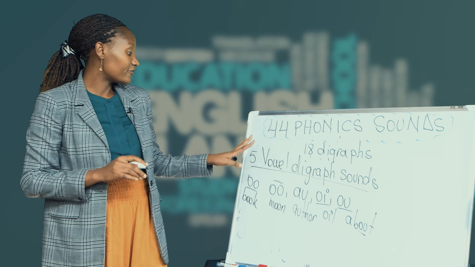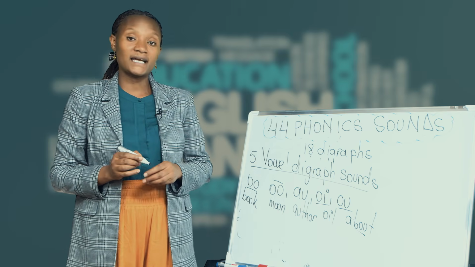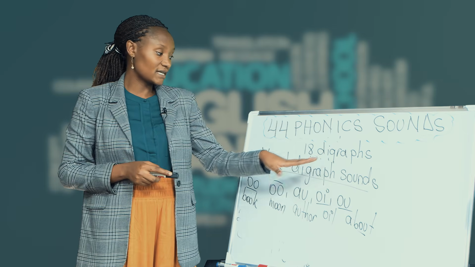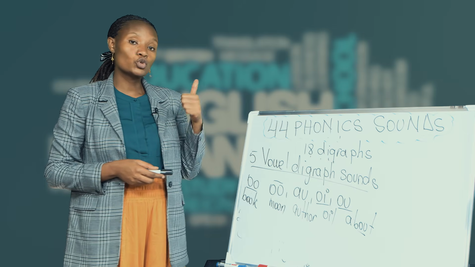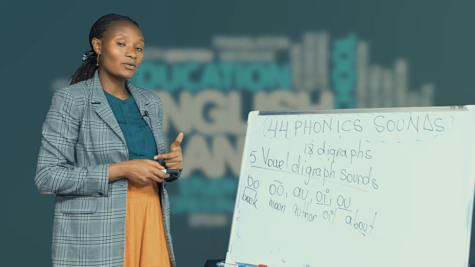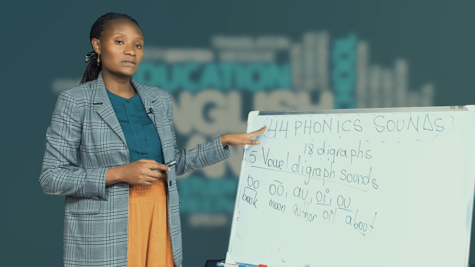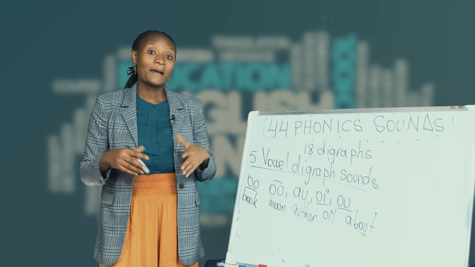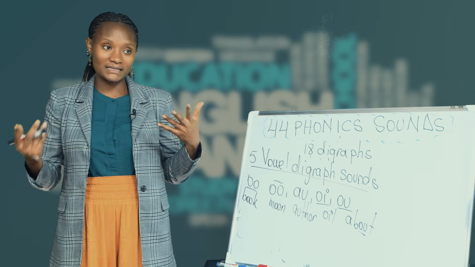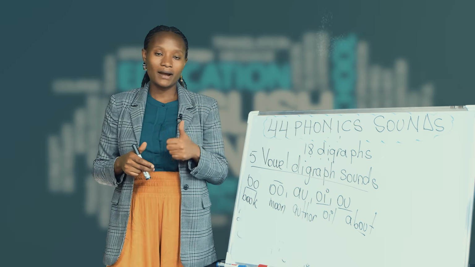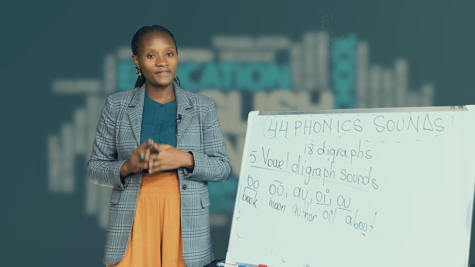These are the 4 groups in the digraph sounds. Remember, the total of the digraphs is 18, 21 consonant sounds, and 5 vowel sounds, which totals up to 44. By teaching sounds step by step, we give our learners a tool to read, write, and thrive. Thank you.